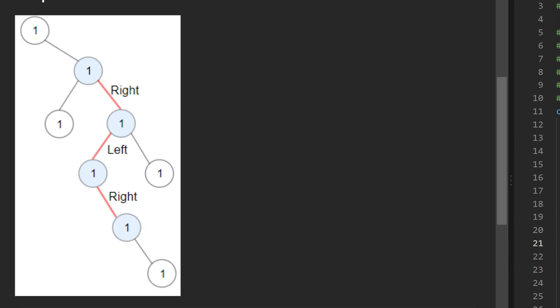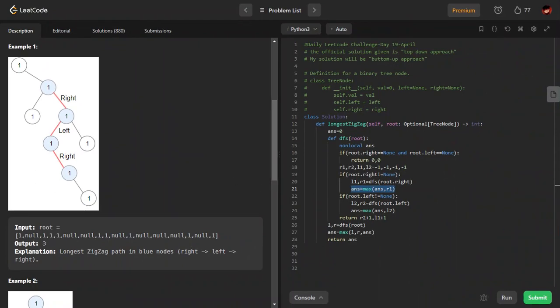But see, it will end here. It cannot go further here. But maybe that would have been the longest. That's why I will compare it with my current answer, and if it is longer than that, I will update my current answer. And the same is the case with my left.